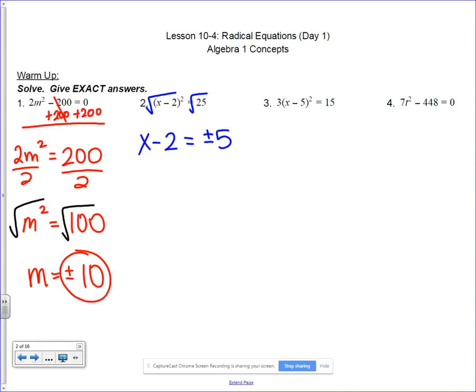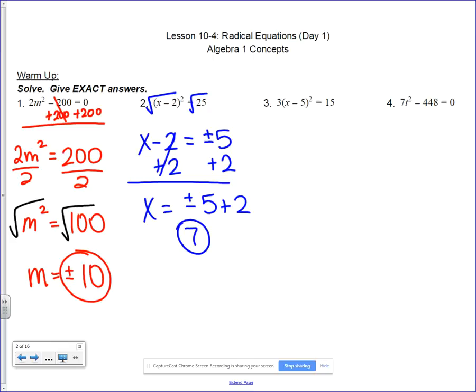Okay, now how do I isolate that x? We add 2 to both sides. Now, everybody sees that plus or minus, correct? So I have plus or minus 5 and then plus 2. So now I'm actually going to go ahead and find my answers. What is positive 5 plus 2? 7. What is negative 5 plus 2? So those would be my 2 answers. Everybody doing okay? You remember doing this way back when? I think this was February.